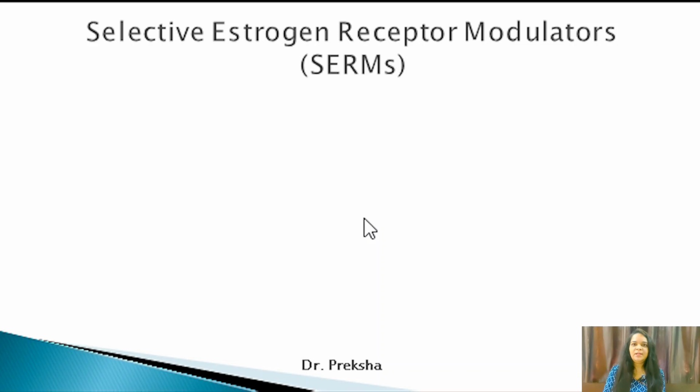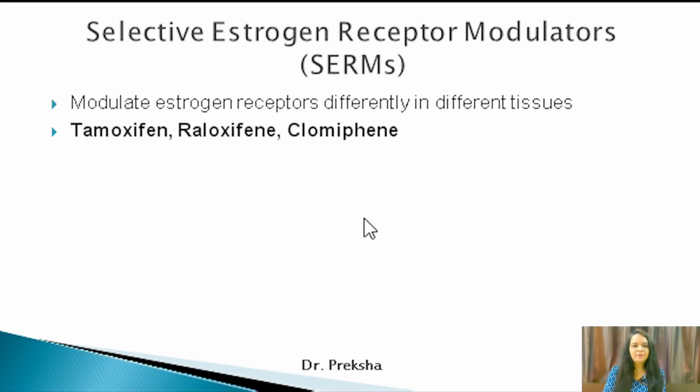Selective estrogen receptor modulators. This is also known as SERM, and these are tamoxifen, raloxifene and clomifene. These drugs modulate the estrogen receptors differently in the different tissues. Now let us first discuss tamoxifen.